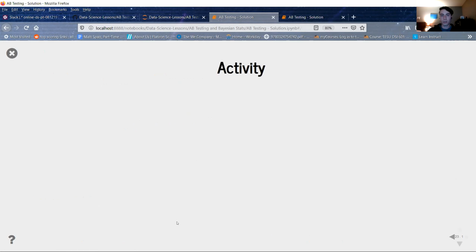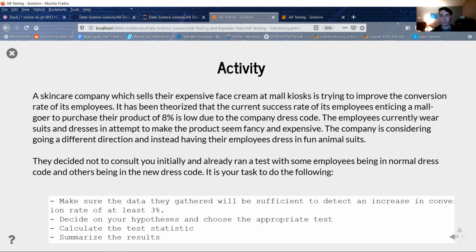All right, so now combining all this, we're gonna do an activity like usual. So everybody has been to a mall, I'm guessing, and has seen those people at the kiosk in the center who try to coax you over and get you to try their fancy face cream or whatever it is. So a company has been trying to basically increase their performance in that and increase the chance of someone coming over and being enticed and buying their product.